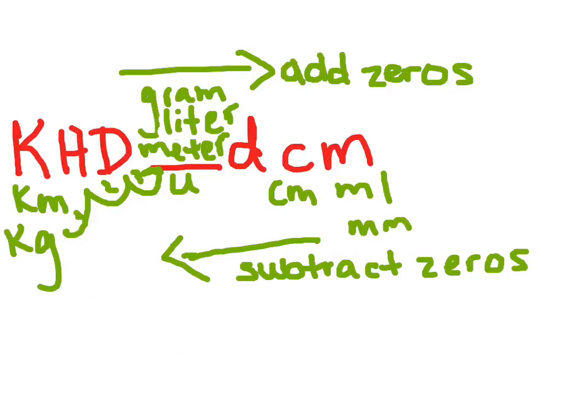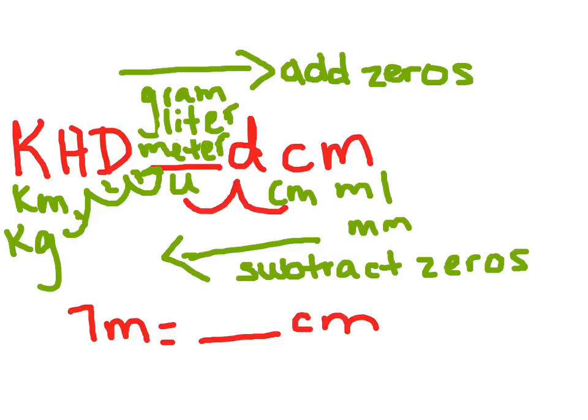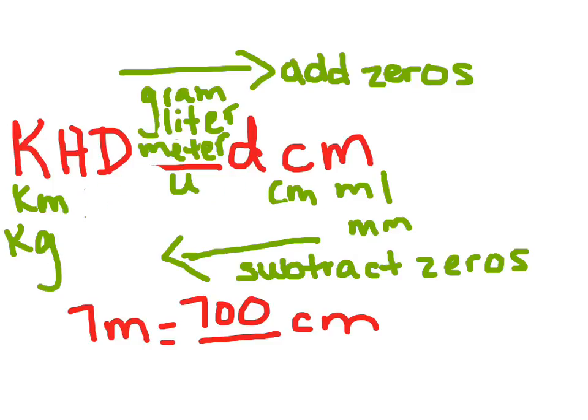Okay. Let's look at another example. This time let's use the meter unit. 7 meters equals blank centimeters. So we're going from meters, 1, 2. So we're going to add 2 zeros. Okay? I hope you are getting that.